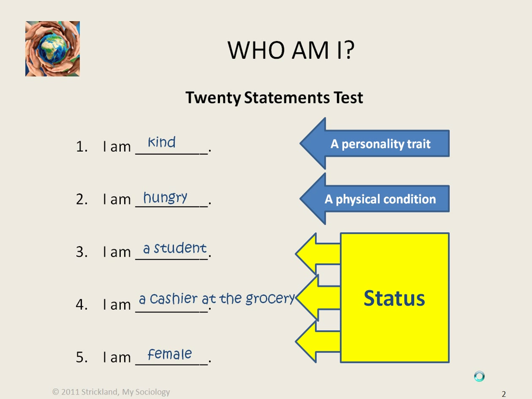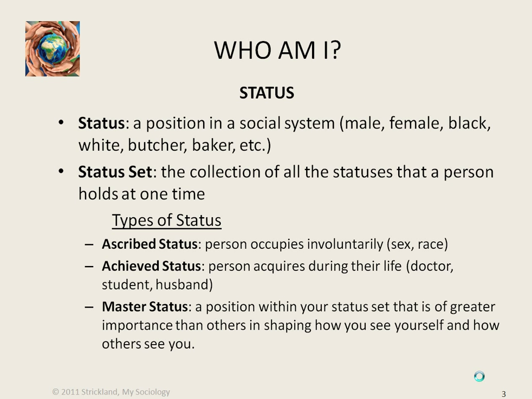A status is a social position like butcher, baker, candlestick maker, but it doesn't have to be related to a vocation or a job. Things like female or male, or black, white, or Asian could also be considered status positions. They're simply social positions that connect you to other people in society.